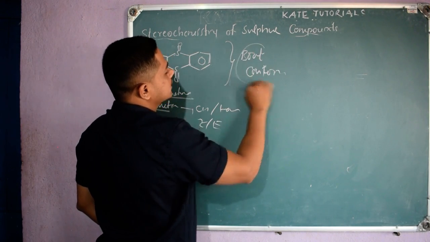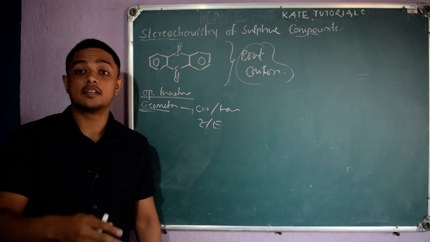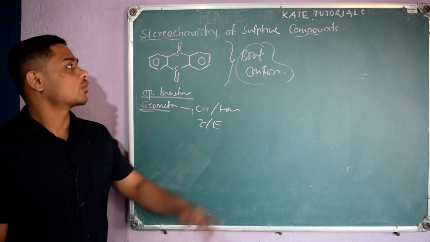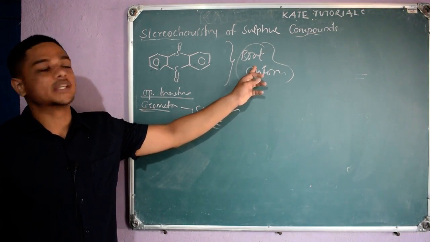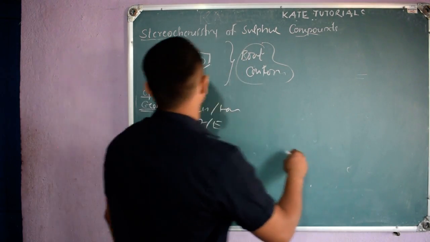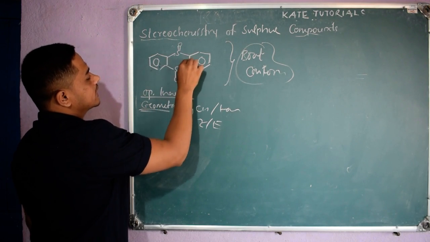About this conformation of cyclohexanes, I have made a video. If you go to my channel, in the playlist, you will get the conformations of cyclohexanes. There I have talked about chair conformation and boat conformation. So this is what boat conformation is. In boat conformation, if you see, this is a 6-membered ring, right? Totally 6-membered ring. 1, 2, 3, 4, 5, 6.